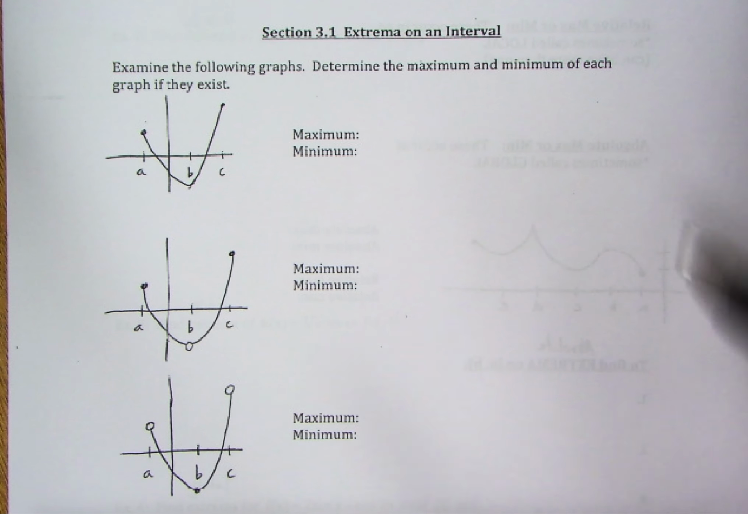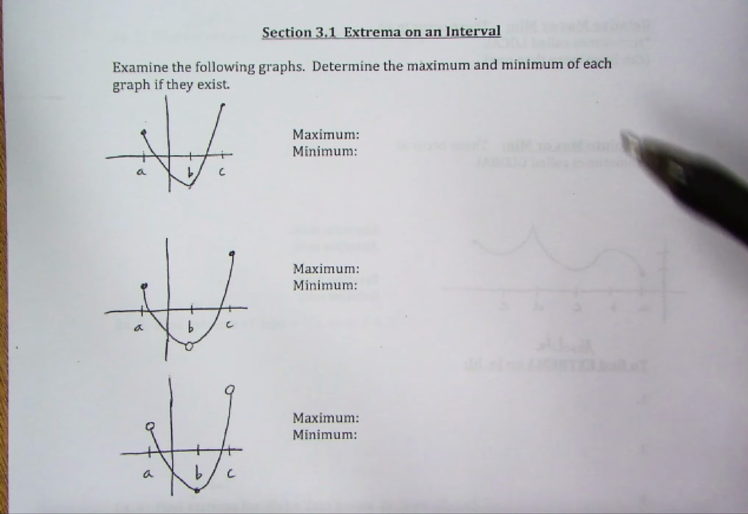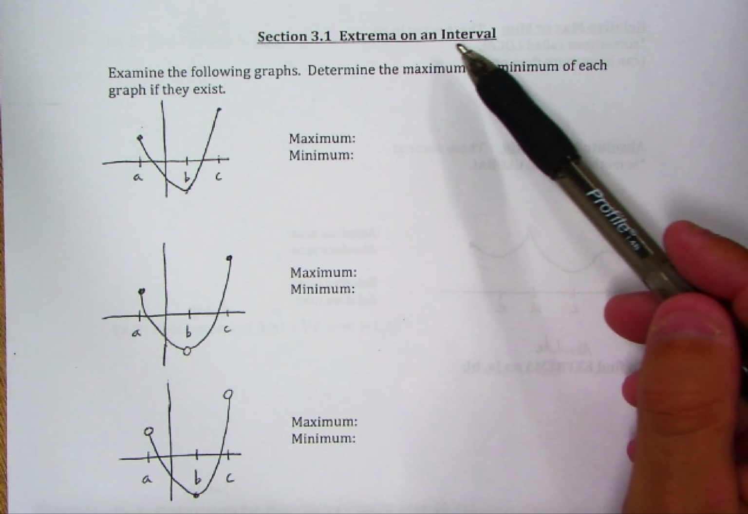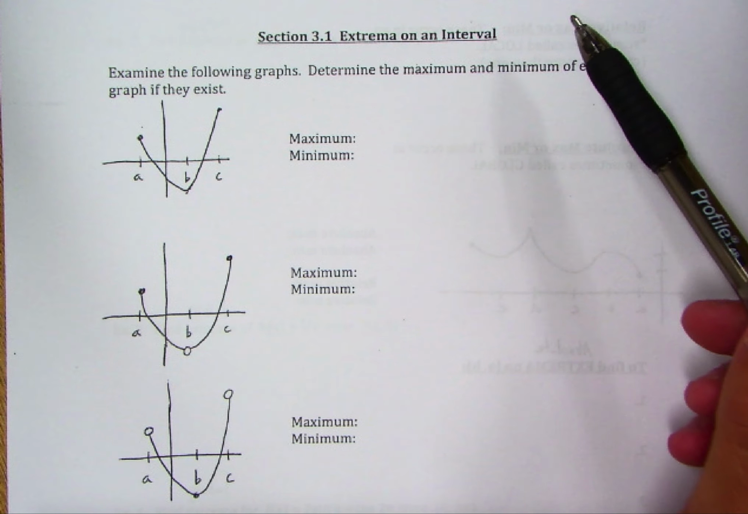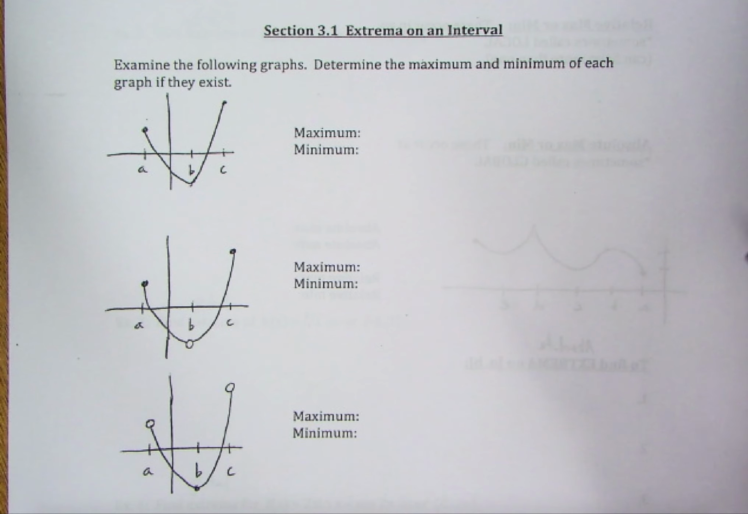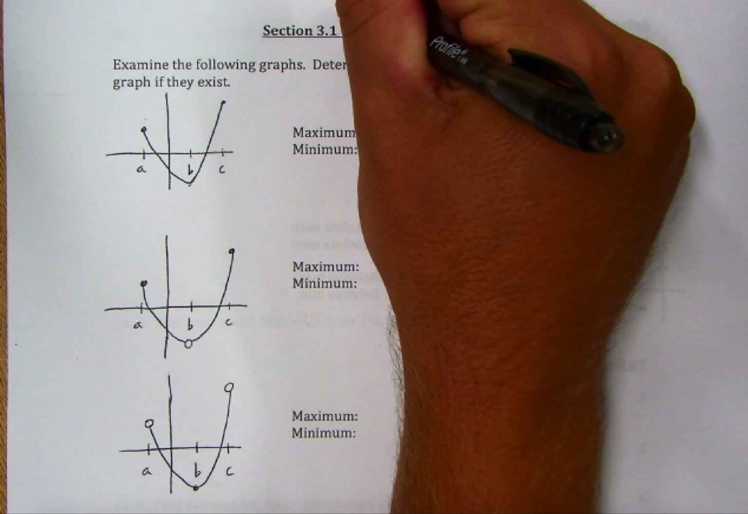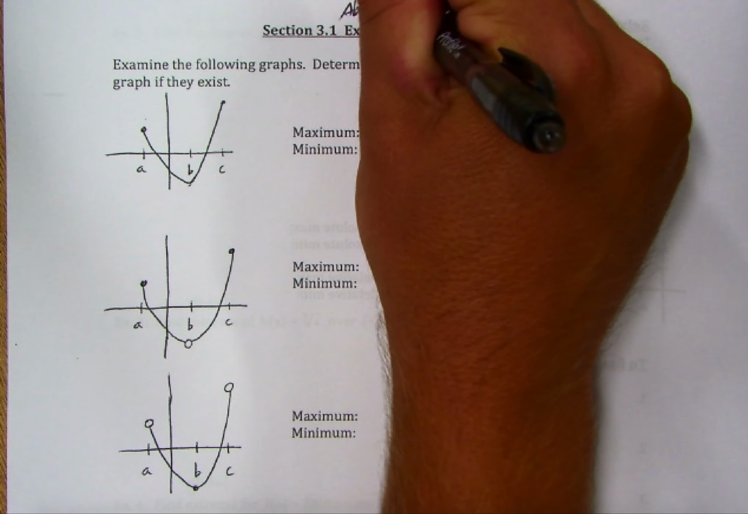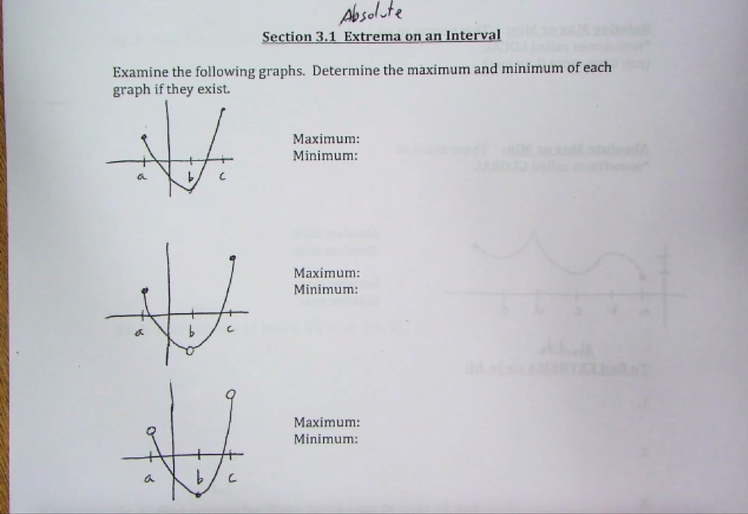So this first section is all about extrema on an interval. And there's going to be a couple different types that you can be asked about that we're going to get into. But this lesson is all about absolute extrema. How do we find the absolute extrema on an interval? And what that means is, how do we find the biggest y value and how do we find the smallest y value on an interval if we don't have a graph?